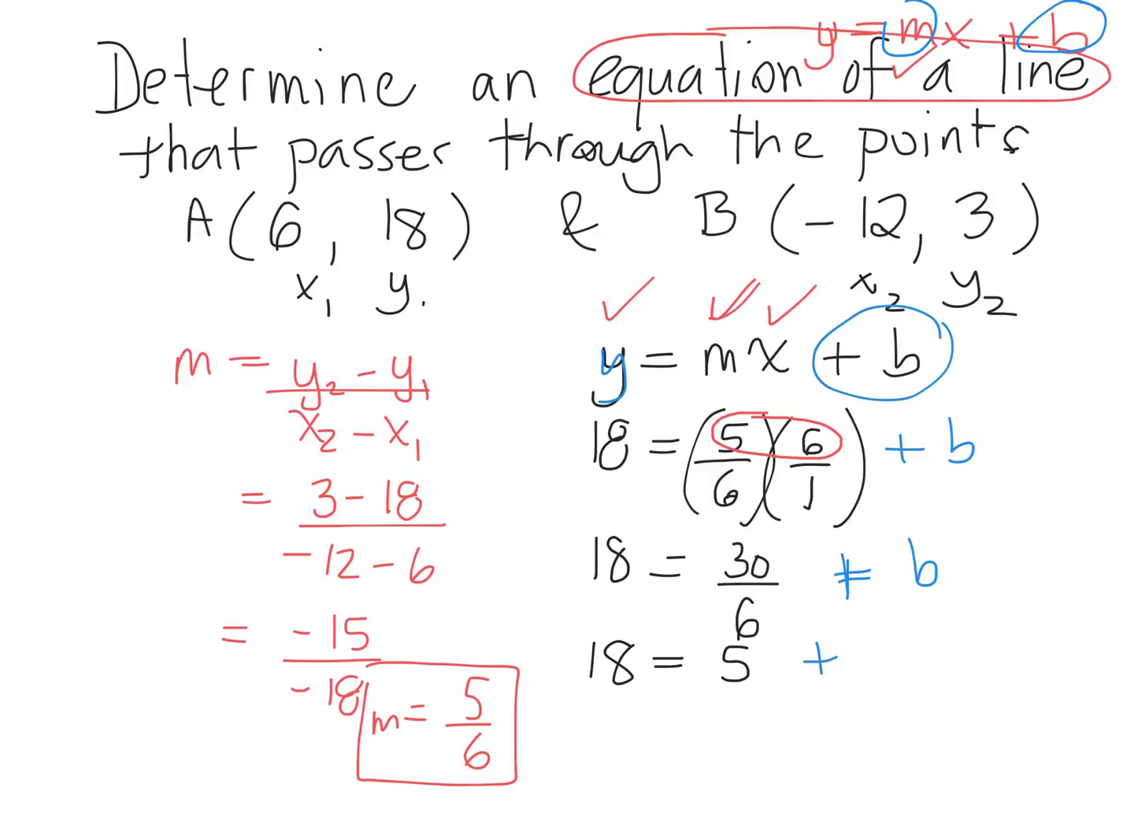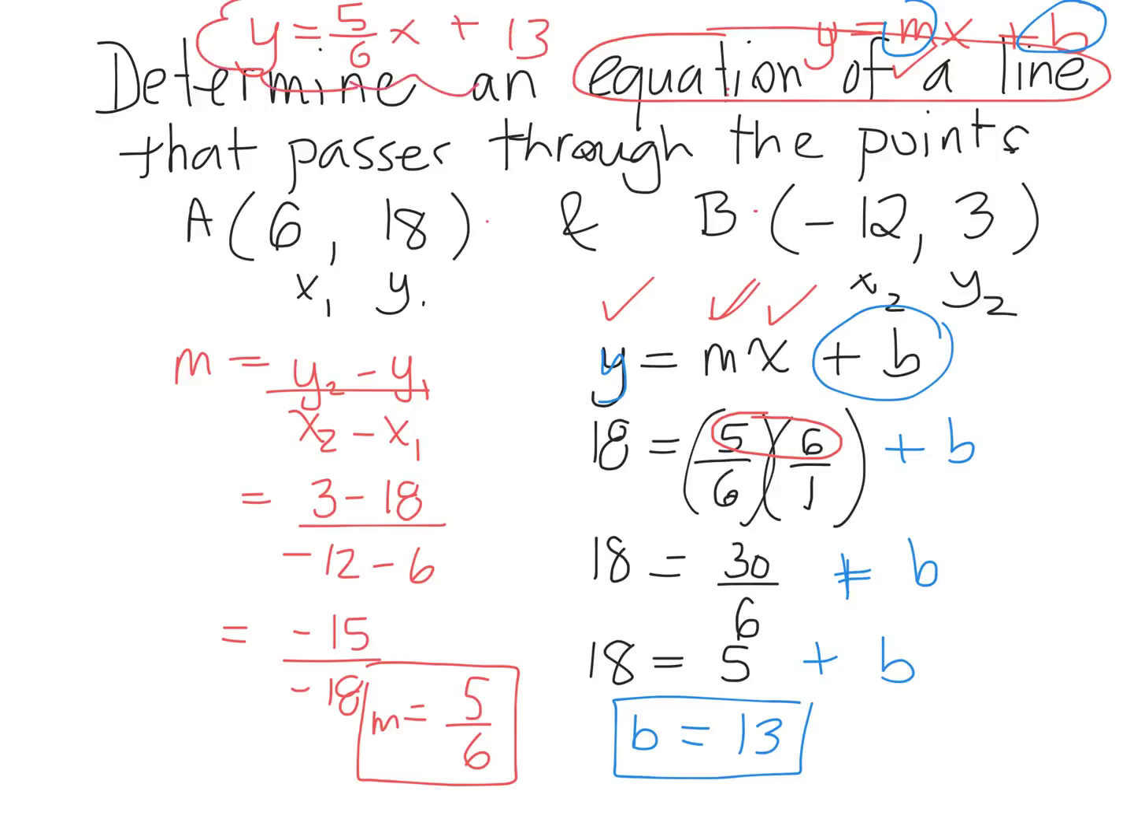Okay, so 18 equals 5 plus b. b equals 13. 18 take away 5 is 13. Good. So the final answer, the equation of a line that passes through these 2 points is, as you just said, y equals 5 over 6x plus 13. And that's the final answer.